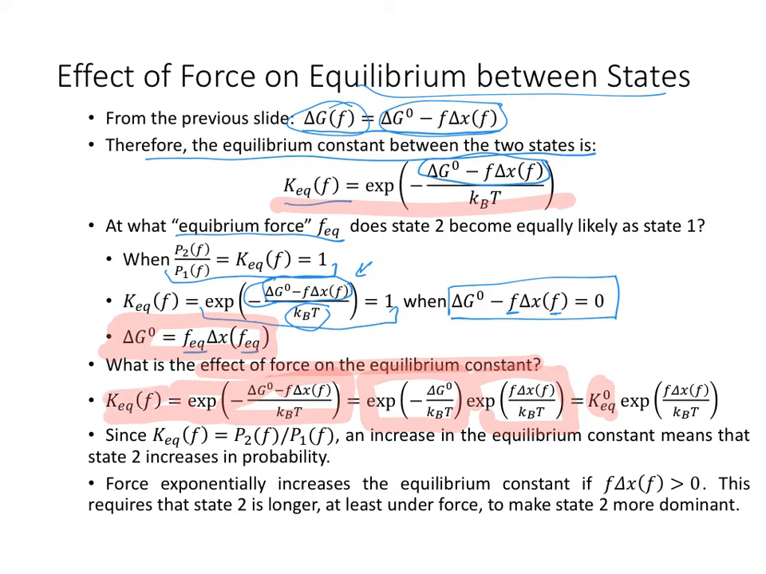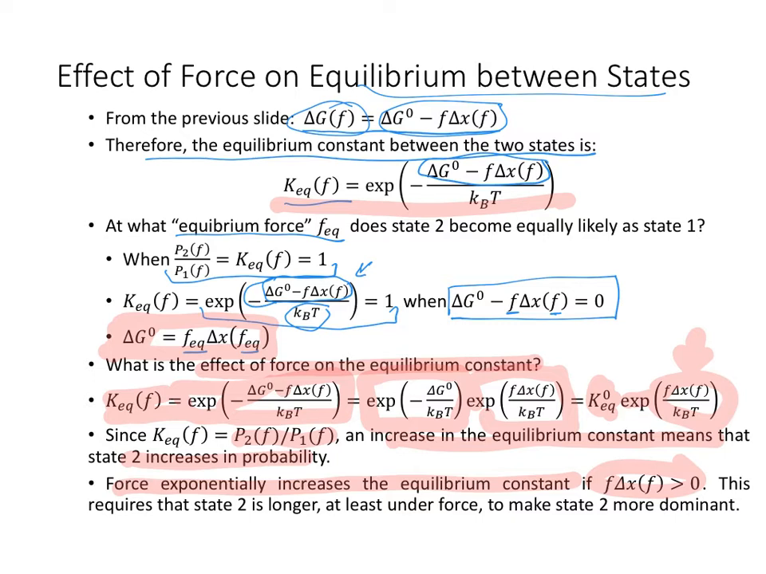So the equilibrium constant with force is the equilibrium constant without force times the exponent of the force times the distance and length divided by thermal energy. Because K equilibrium of F is the ratio of the two probabilities, the increase in the equilibrium constant means that state 2 increases in probability, and force is exponentially increasing this equilibrium constant as long as this thing that was inside here is greater than 0.